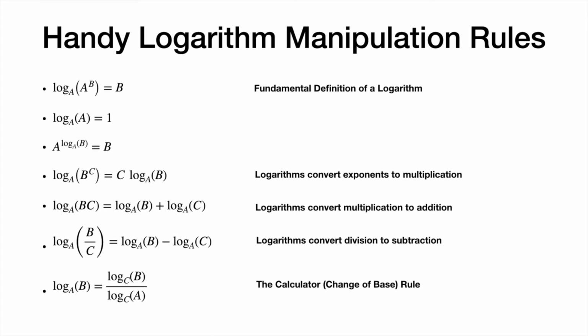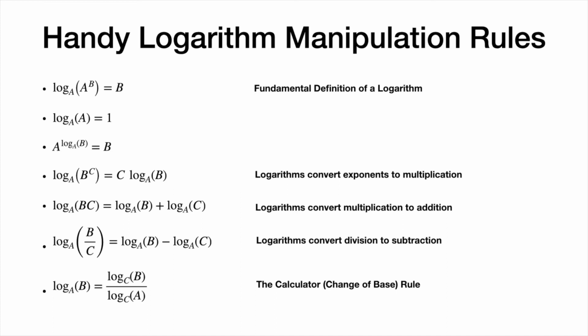And then you have the final one, and I like to call this the calculator rule, although I think technically it's the change of base formula. But I call it the calculator rule for reasons that will become apparent very shortly. And that is the log base A of B is the same thing as the log base C of B divided by the log base C of A. So this is a super important rule. So pay attention to this one.